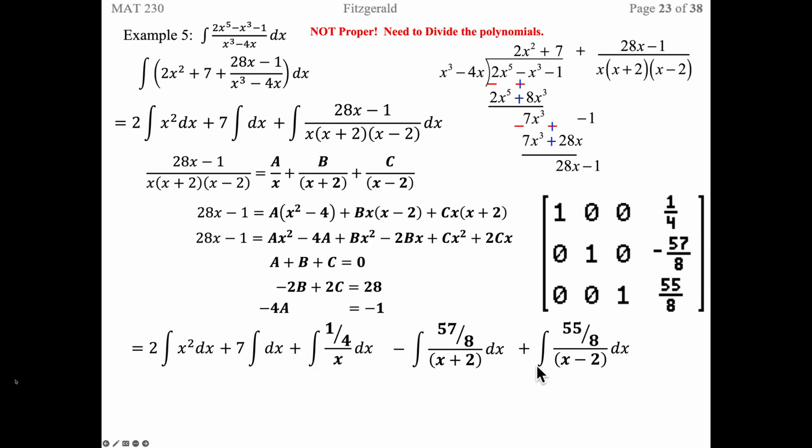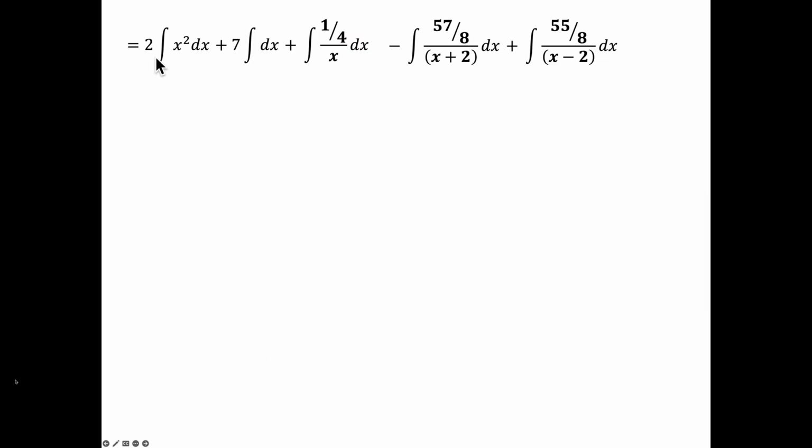So, next slide, just to get a little bit more room to do all this work. This becomes 2x cubed over 3. We get a plus 7x. Here, we're going to just factor the 1/4 out. So that's 1/4 integrate 1 over x. That's the natural log of the absolute value of x.